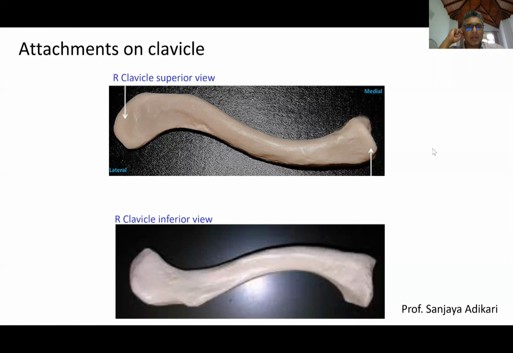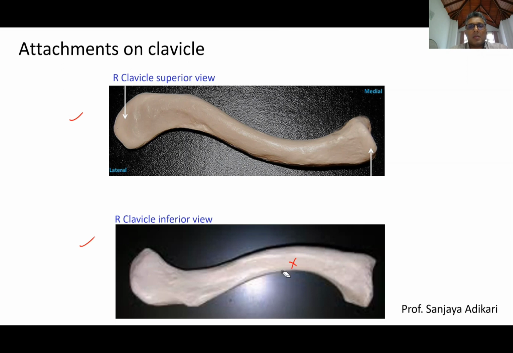Okay, now when it comes to attachments on the clavicle, you have a superior surface of the clavicle and an inferior surface, which I have drawn here. This is the superior surface and this is the inferior surface of the clavicle.